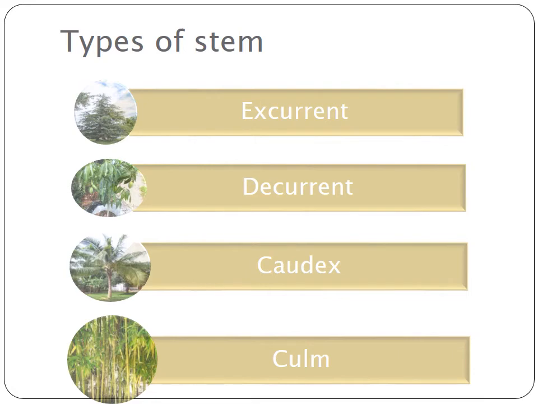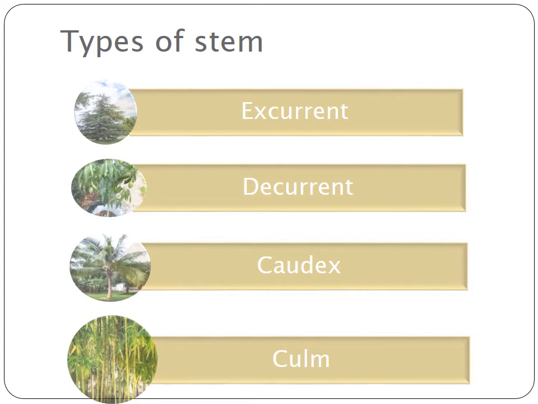Types of stem. Stem also has more types. The first one is excurrent. The main axis shows continuous growth and the lateral branches gradually become shorter. Such a stem is called excurrent. For example, Casuarina. These are examples of excurrent.